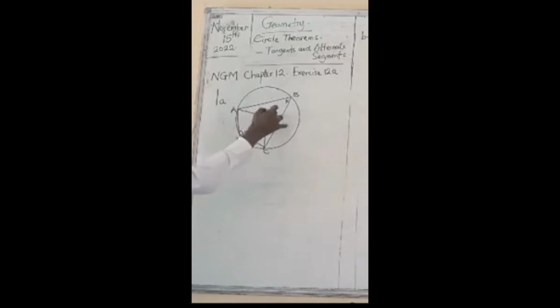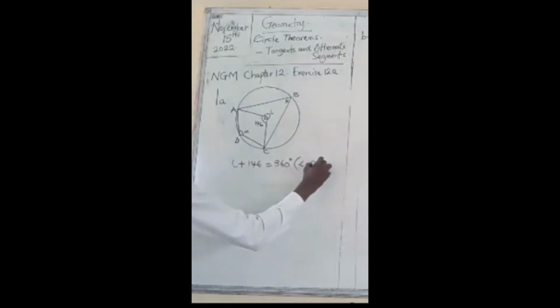So let's say I want to look for L first. This is L. So how do I obtain L? What formal geometry rule or theorem would help me get L? L plus 146 will be equal to what? 360. And why is that? Angles at a point. Beautiful, angles at a point. So writers will just say angle at a point. Why is it angles or angle?